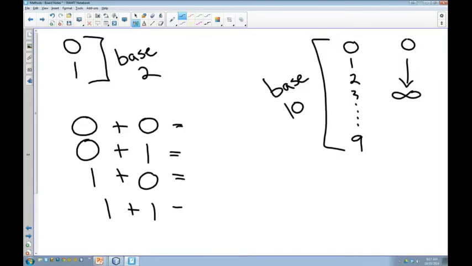And luckily, our answers also fit our base. Right? 0, 1, 1. Oh, wait. No, it doesn't. The answer to 1 plus 1 is 2. I can't use 2. I can only use 1 and 0.